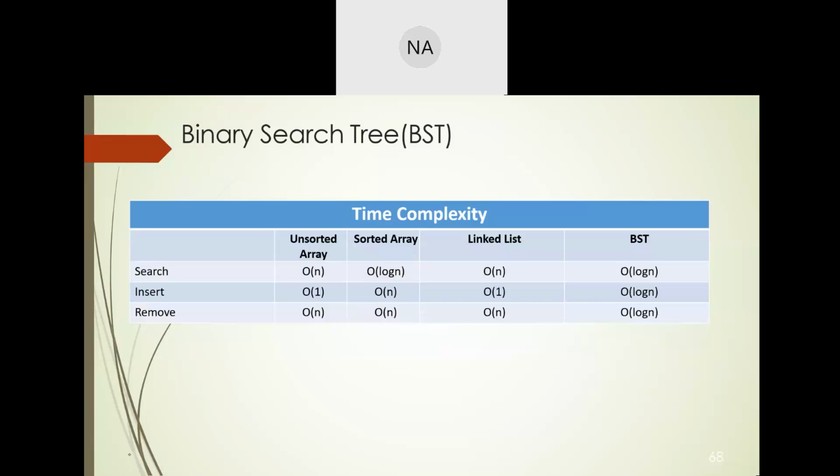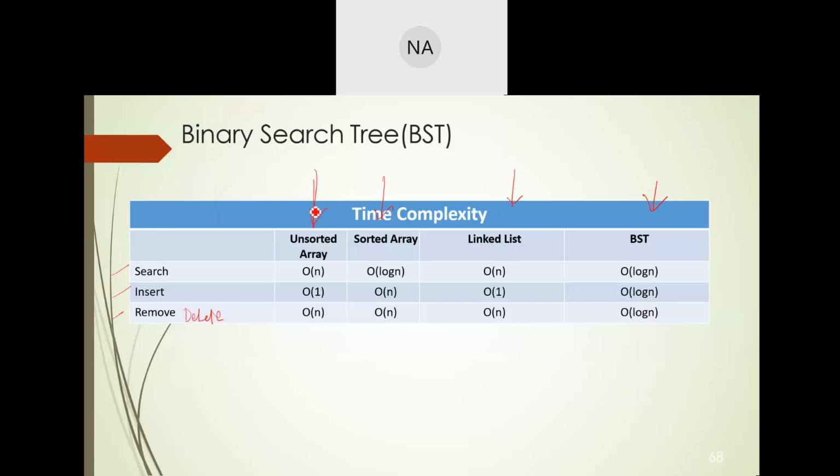Binary search tree, BST, linked list, and you can also use array. The array might be sorted or unsorted. So searching, insertion, and remove. Remove means delete. Right. So for these three operations, you can write the order of complexities for sorted and unsorted arrays, linked list, and the binary search tree.